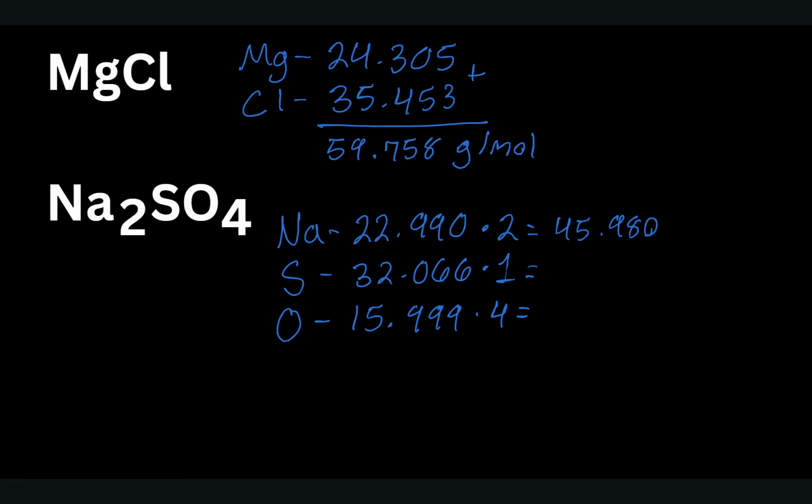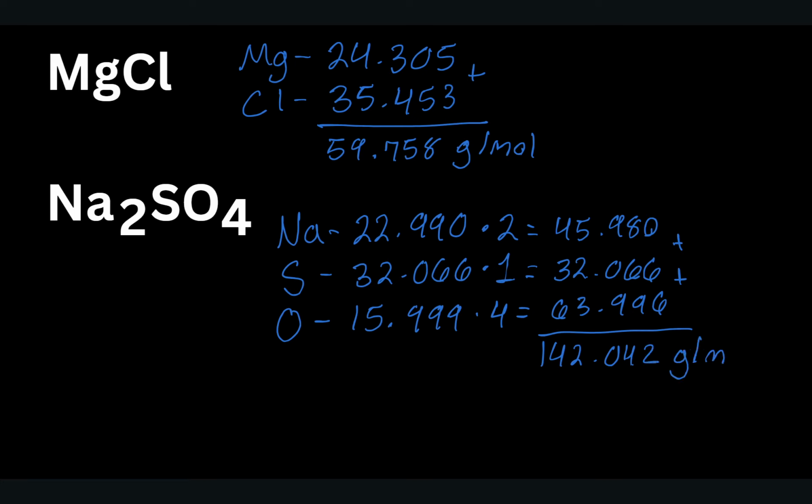I should get 45.980 for my sodium altogether, 32.066 for our sulfur, and 63.996 for our oxygen. Now that we have multiplied all those out, we are going to add those together, and we're going to end up with 142.042, and that'll be our grams per mole.